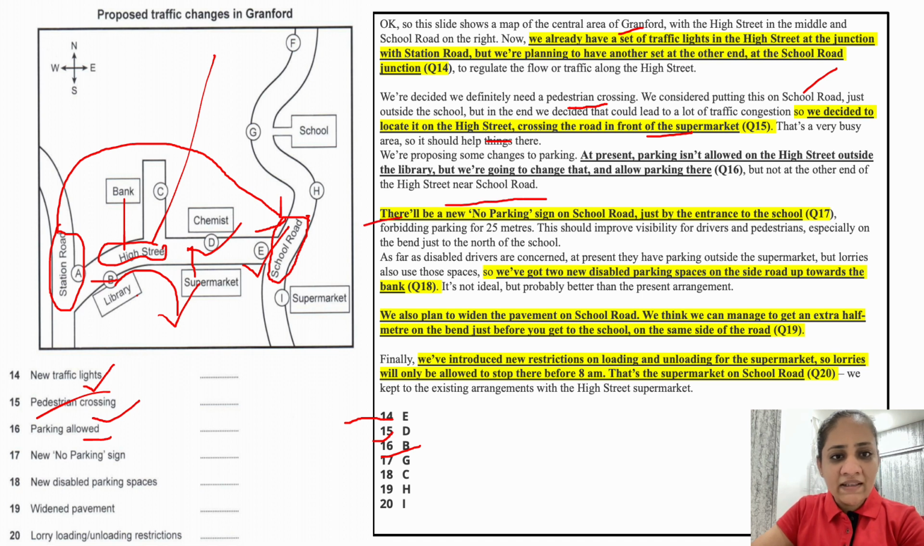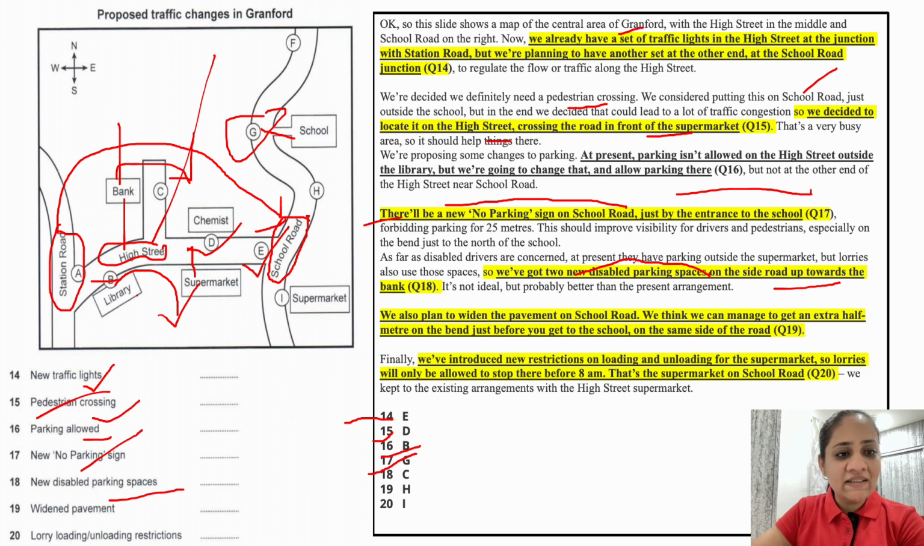Let's see question number 17. There will be a new parking sign on the school road just by the entrance to the school. Just by the entrance to the school, you have what? The new parking sign. So your 17th answer is what? G. So G is the right answer for the new no parking sign. Okay. We have got two new disabled parking spaces on the side road towards the bank. So towards the bank we have C. So the answer for the new disabled space is what? C. Okay, let's see the next one.